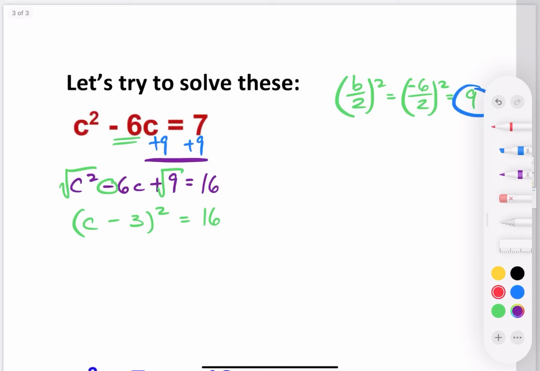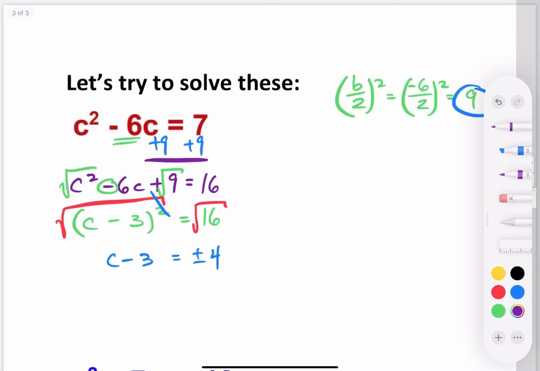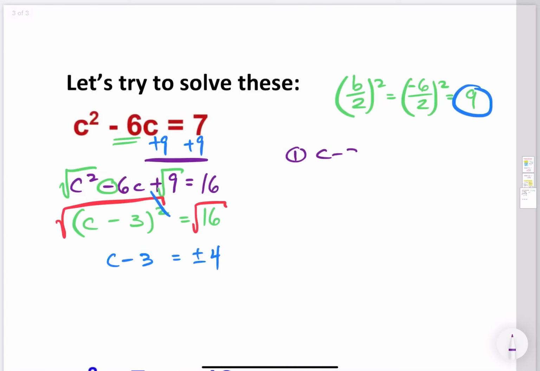Now we're going to get rid of that square by square rooting both sides. And the square root and the square will cancel each other out, leaving us with c minus 3 is now equal to plus or minus 4. Because a positive 4 times a positive 4 is 16, and a negative 4 times a negative 4 is also 16. So that's going to give us our two problems here. So the first one is c minus 3 is equal to our positive 4. And our second one is c minus 3 is equal to the negative 4. And remember, the positive and the negative is that plus or minus.